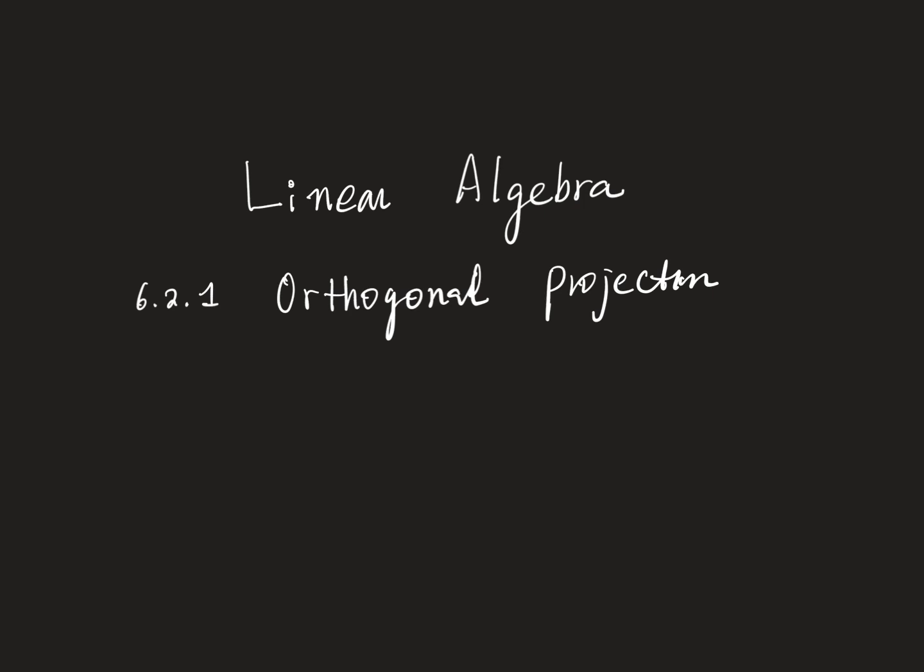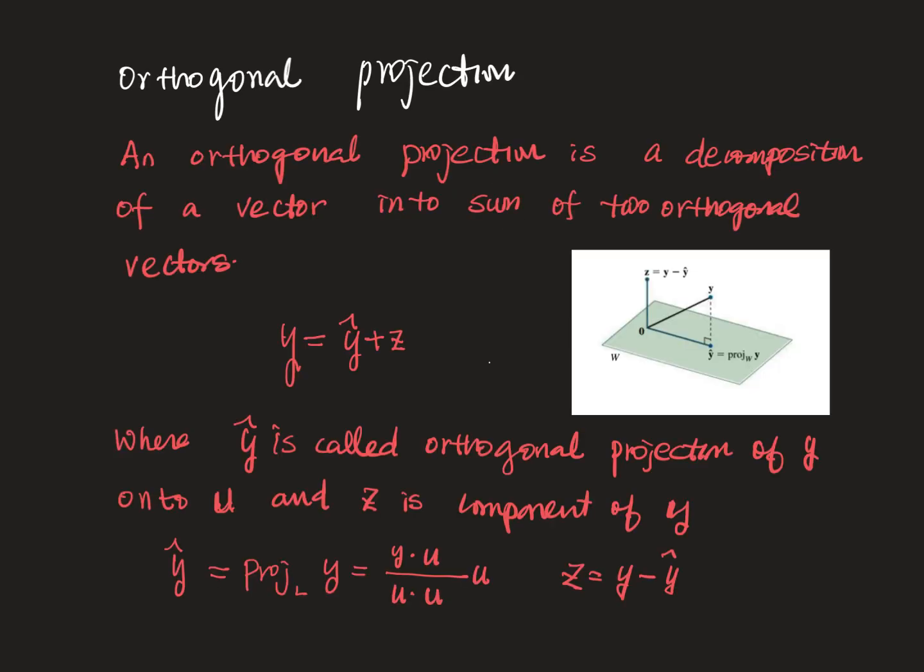This is linear algebra. We're going to discuss orthogonal projection. What is orthogonal projection? Here is the vector y, and then they give another vector space W. Then this vector is a sum of two orthogonal vectors.